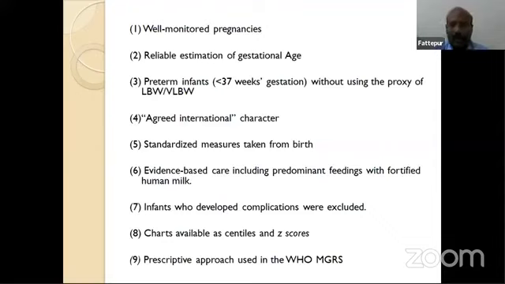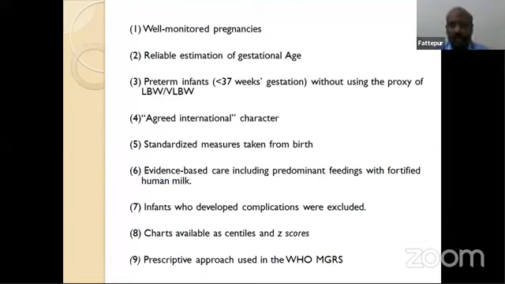They had reliable estimation of gestational age. All the mothers had a first trimester ultrasound scan, and they had accurate measurement of the gestational age of the baby. There is an agreed international character, meaning all the mothers were from different parts of the world, both developing and developed countries, with all different types of race, the blacks, the Caucasians, the Asians, everyone was involved in this study.